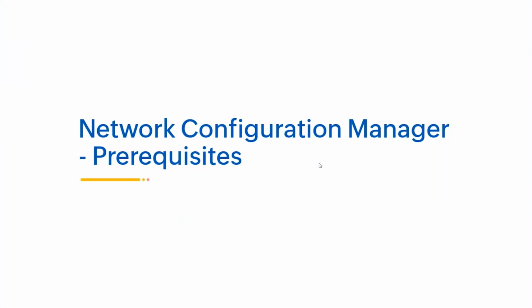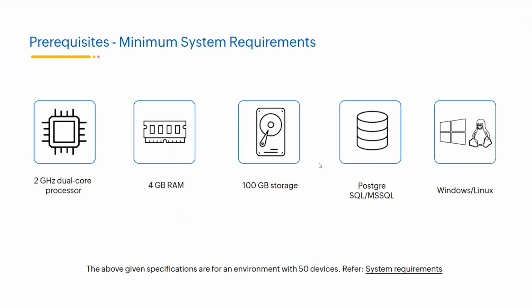Now let us move on to the prerequisites of Network Configuration Manager. Here I have listed some of the minimum system requirements for 50 devices. You should have a 2 gigahertz dual core processor, 4 GB of RAM, 100 GB of storage, PostgreSQL or MS SQL database support, as well as Windows or Linux operating system. This is the requirement for 50 devices only.